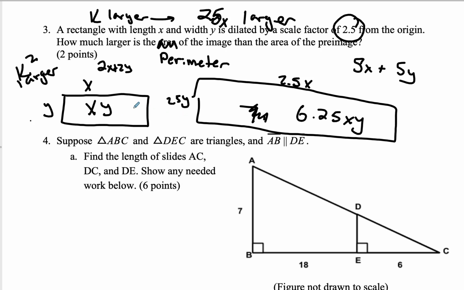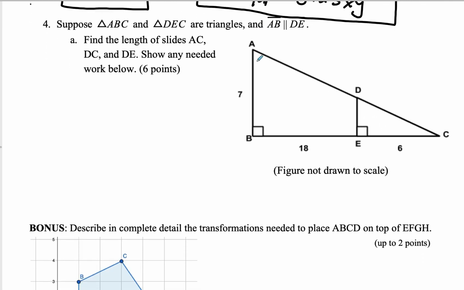Okay, and if we think about this, if this was a cube, it would be k cubed larger, right? So for example, if I had x, it would be x cubed. But if it was 2.5x, it would be 2.5 cubed when you did all that out. Okay, so just something to think about. Going on to number 4.